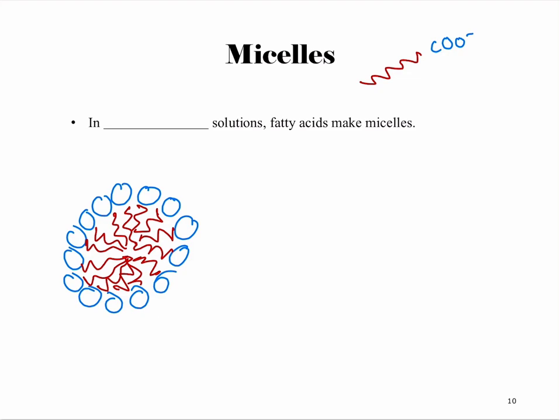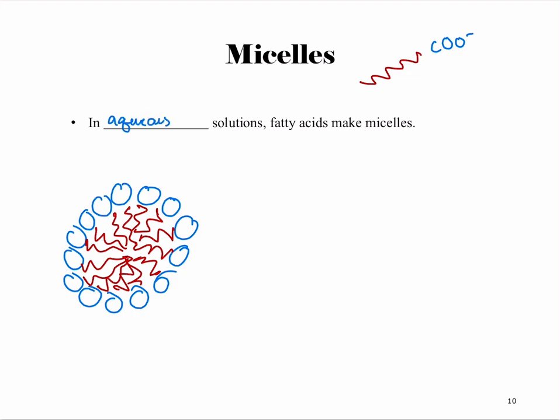So what kind of solution do you think this would be soluble in? Nonpolar or polar? Which part is exposed to the surroundings? The polar part, the carboxylic acid or the carboxylate side. So the polar side is exposed to the surroundings. So what kind of solution do you think this structure will be created in? A polar solution or a nonpolar solution? It'll be a polar solution. So this will be an aqueous solution.